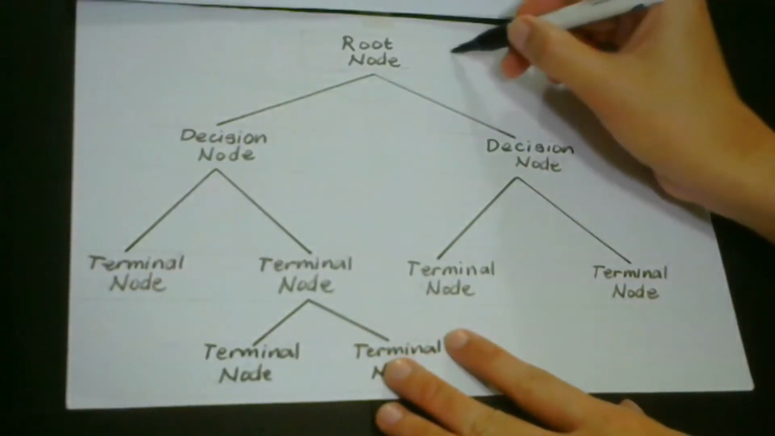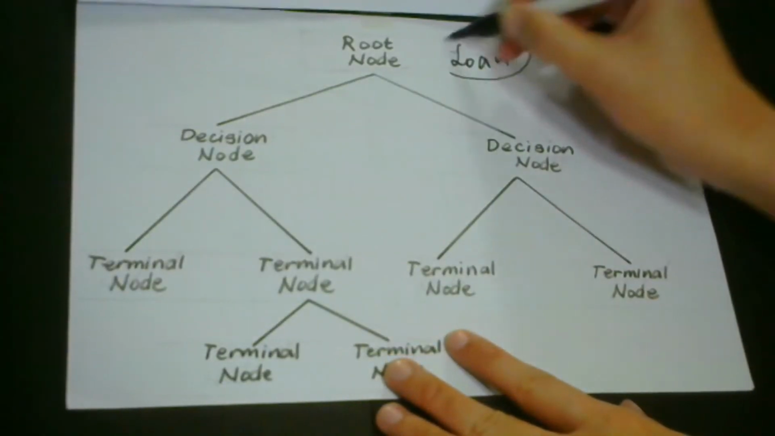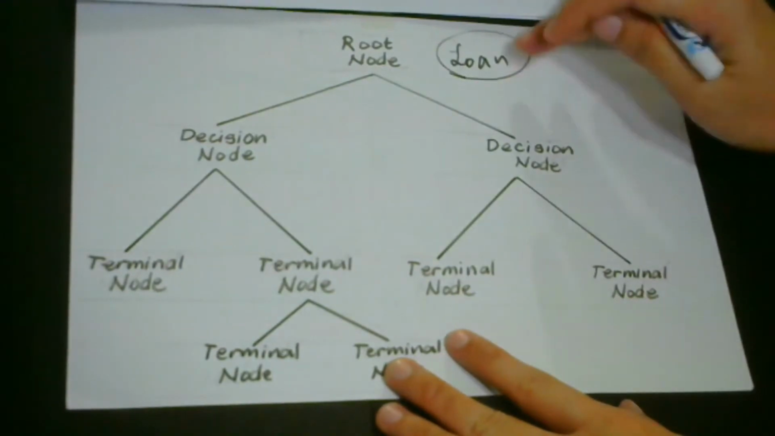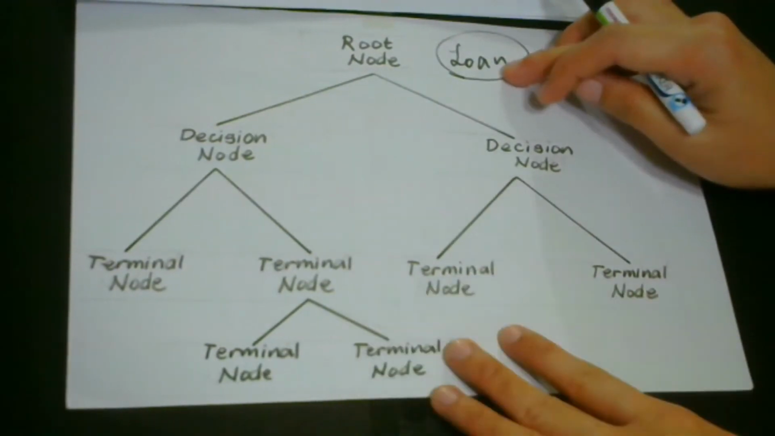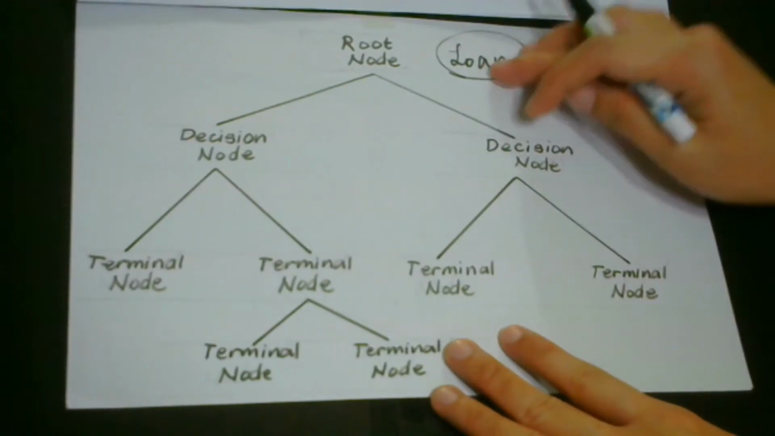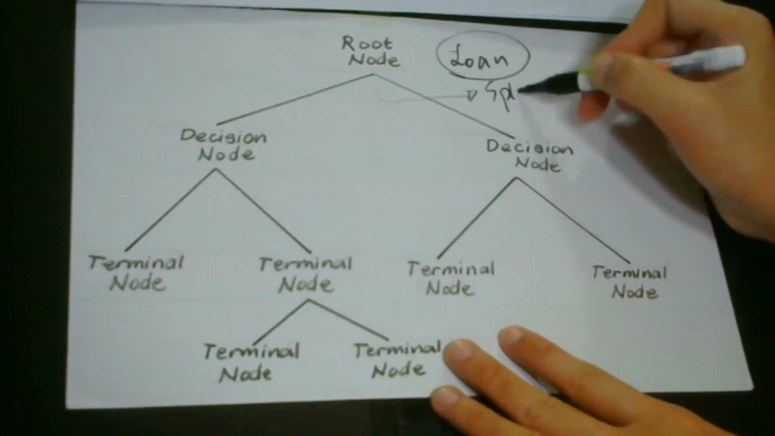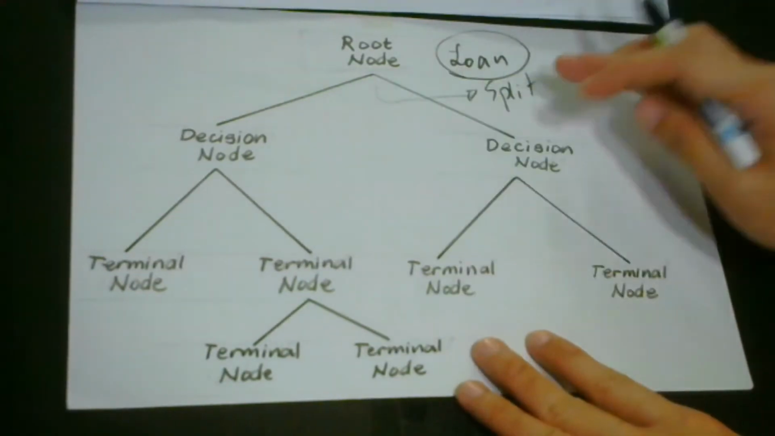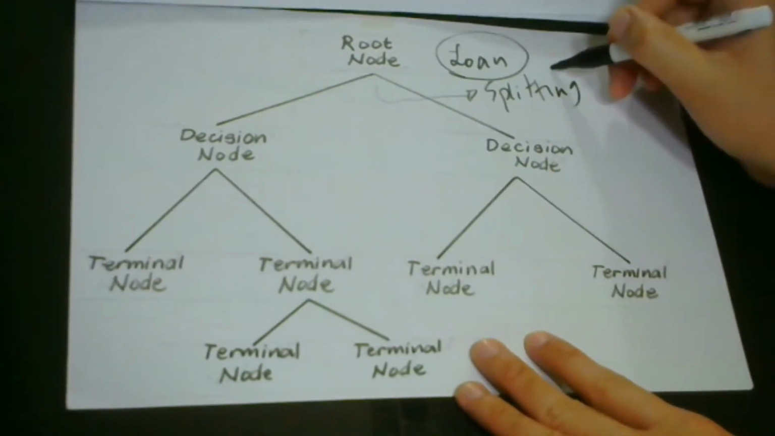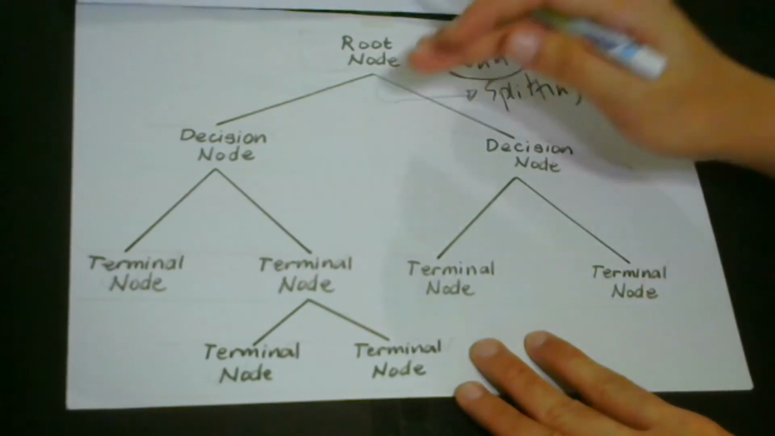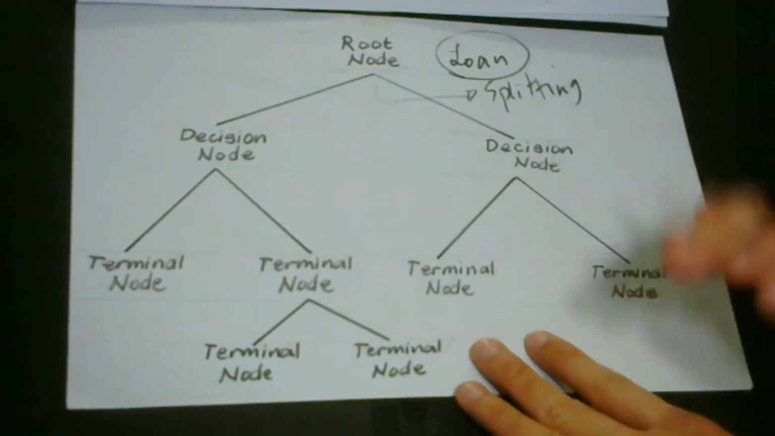Here we have our loan. Don't forget that one. Out of this root node, we have two decisions. And because we have these two decisions, we are now going to split it. Splitting means that you divide a node into two or more subnodes.